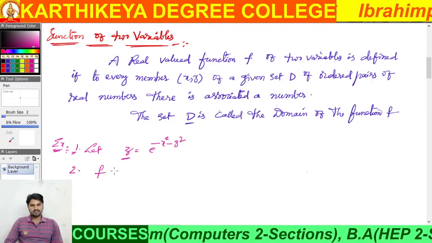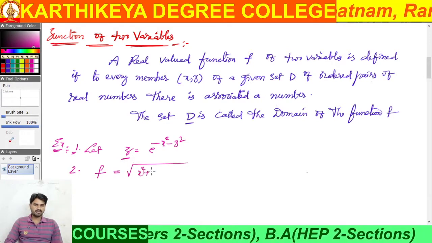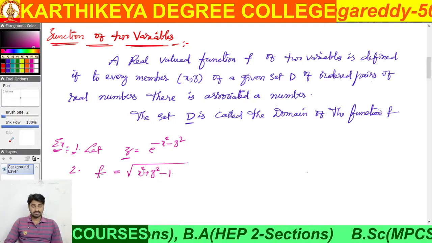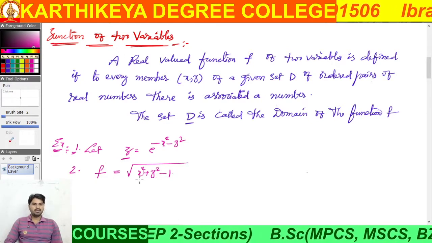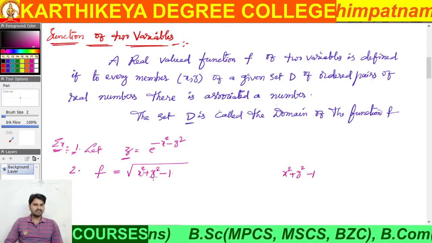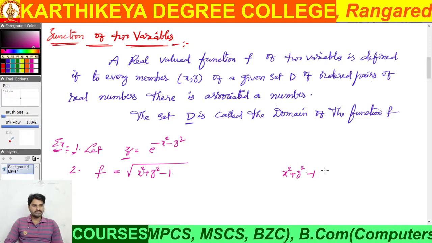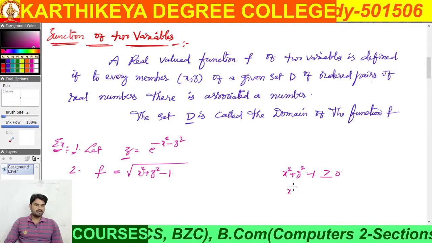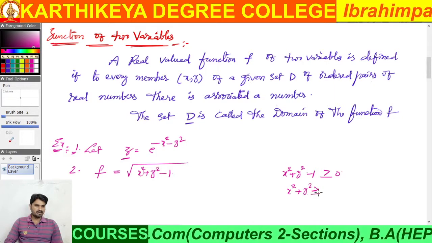Next, the function f defined as the square root of x square plus y square minus 1. To find the f value, you need to take the values of x and y. We also know that x square plus y square minus 1 lies under the square root, and this is always a non-negative value. That means x square plus y square minus 1 is greater than or equal to 0, that is, x square plus y square is greater than or equal to 1.